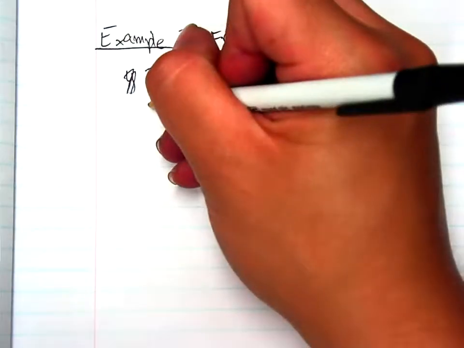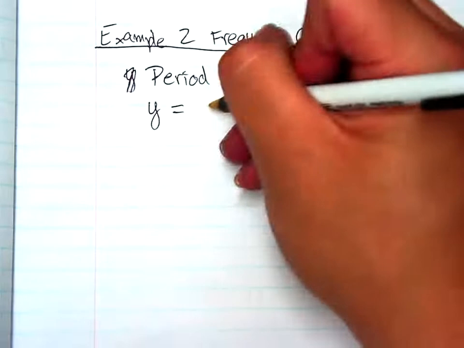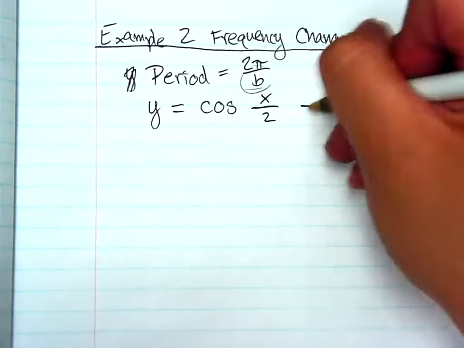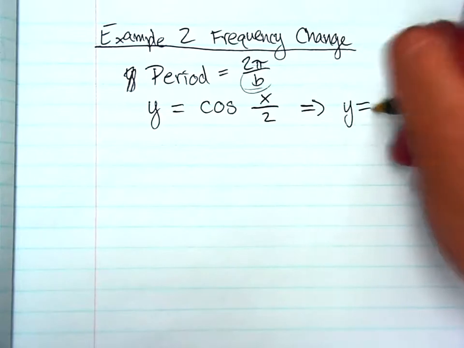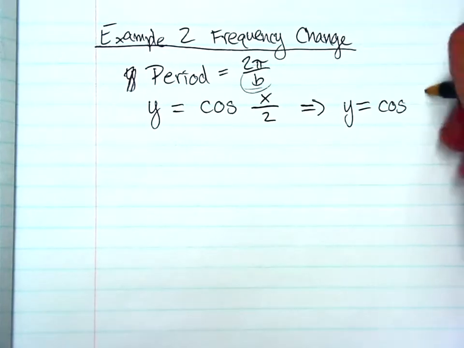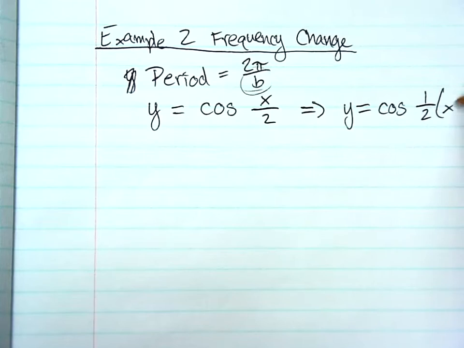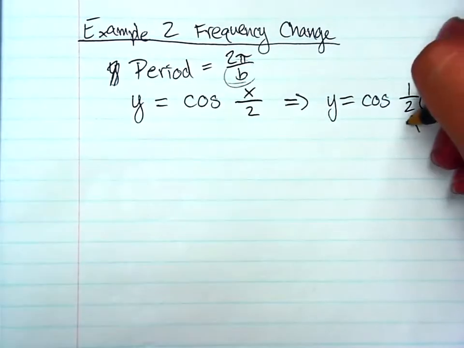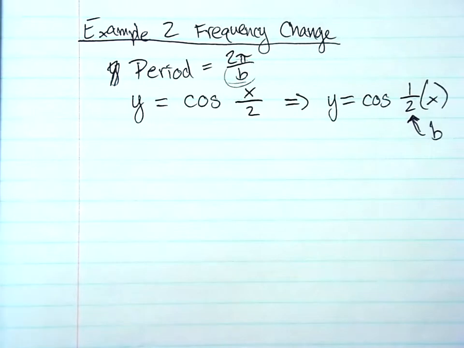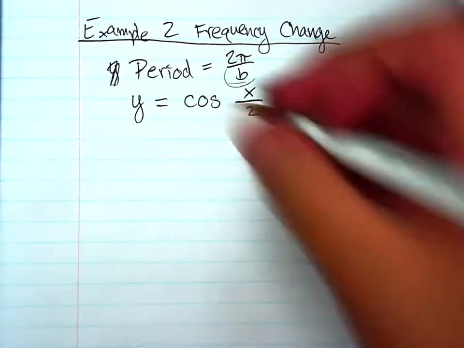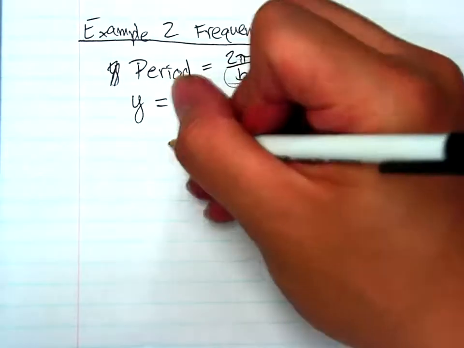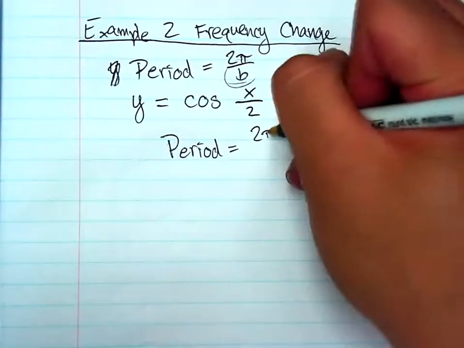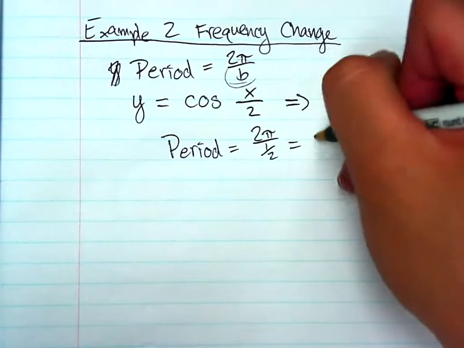So, in my example, I'm going to be looking at y equals cosine of x over 2. I'm going to rewrite this so that I actually have a b value. That's going to be cosine half of x. Okay? So in this problem, half would be my b value, which means I'm going to figure out that my period is 2 pi over 1/2, and that's going to be 4 pi.